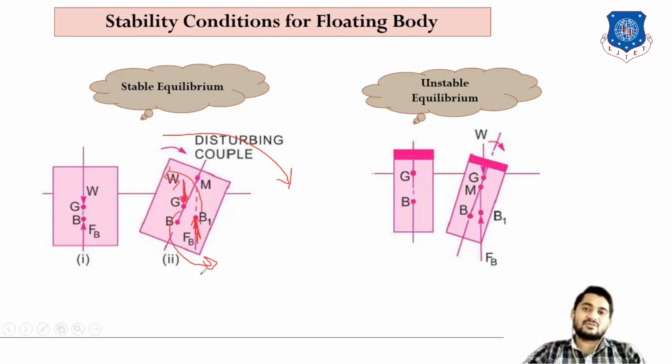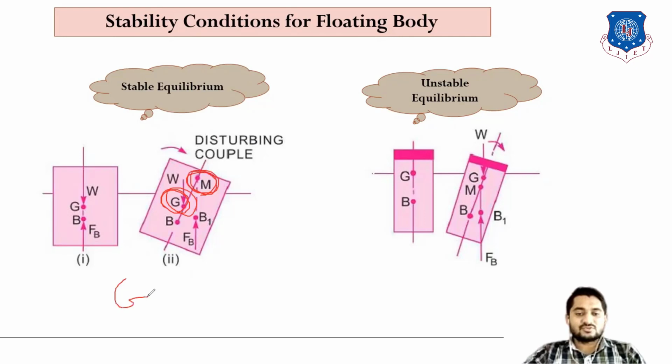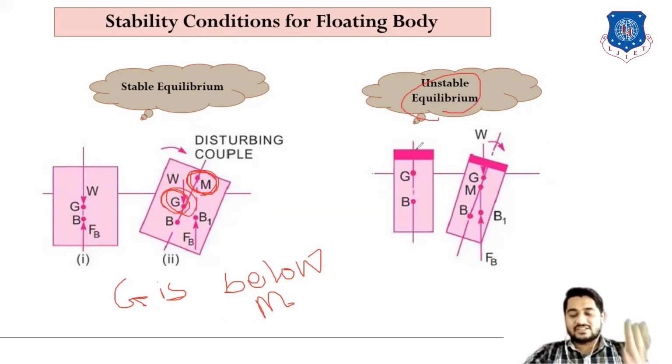Due to this anti-clockwise movement, the body tries to come back to its original position, which is known as the stable condition, right? So for the stable condition of the floating body, your center of gravity G must always be below the metacenter M. Clear? So G is below the metacenter M, that is known as the stable condition.